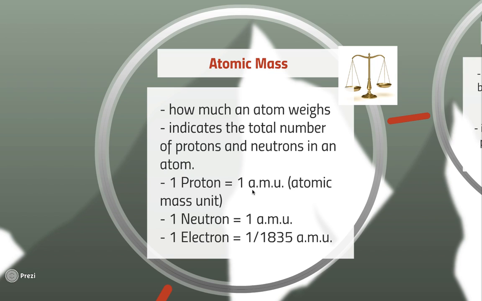One proton is equal to 1 AMU, or 1 atomic mass unit, and 1 neutron is equal to 1 atomic mass unit. So that means that they're about the same mass. However, take a look at this. One electron is equal to about 1/1835 of an atomic mass unit. So that means that if we were to take a proton or a neutron and divide it up into 1,835 pieces and take one of those pieces, that would be about the size of an electron. So that's very small.